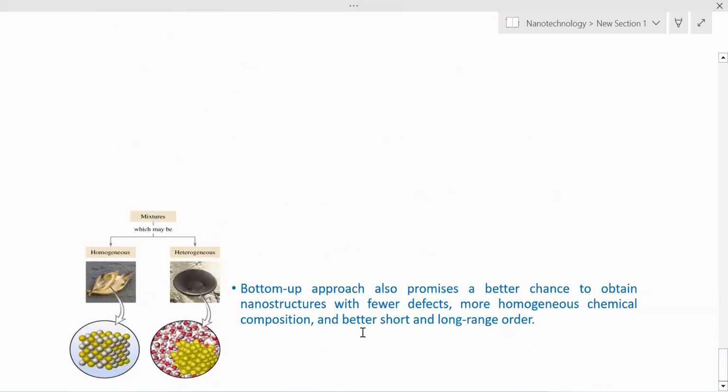The bottom-up approach promises a better chance to obtain nanostructures with fewer defects, more homogeneous chemical composition, and better short and long-range order. This is because the bottom-up approach is driven mainly by the reduction of Gibbs free energy, so that nanostructures and nanomaterials produced are in a state that is closer to the thermodynamic equilibrium state. On the contrary, the top-down approach most likely introduces internal stress in addition to surface defects and contaminations. So these are the differences between top-down and bottom-up approaches.